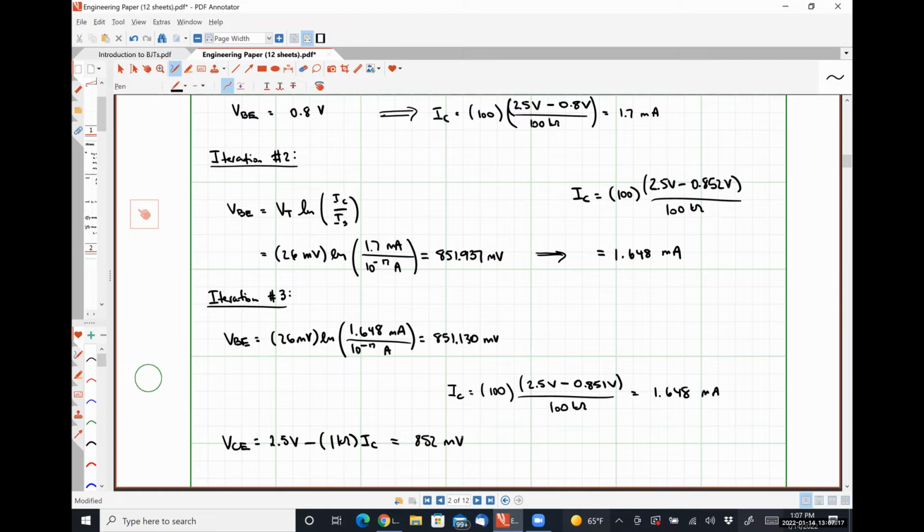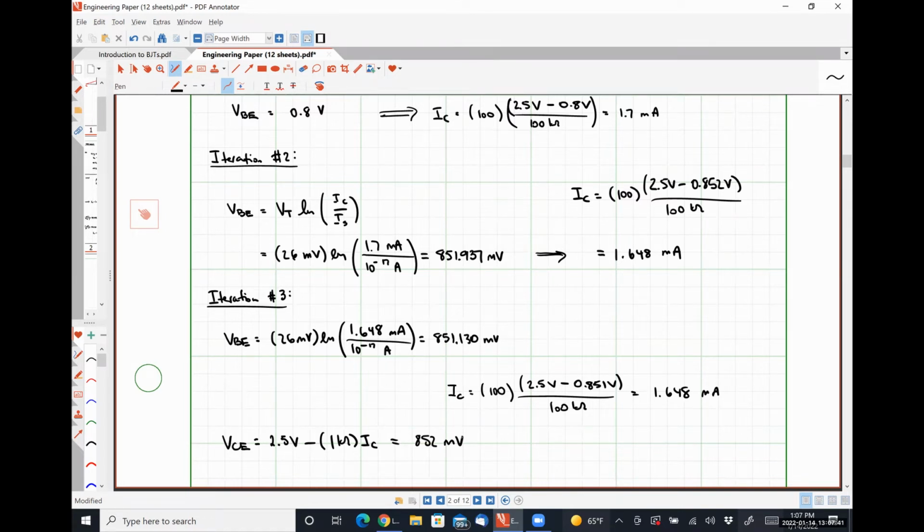So our choices here, if we're stuck with a particular NPN transistor having a particular value of beta and a particular value of IS, are either change our power supply voltage, change our RC value, or change our RB value. So let's leave VC alone for right now.